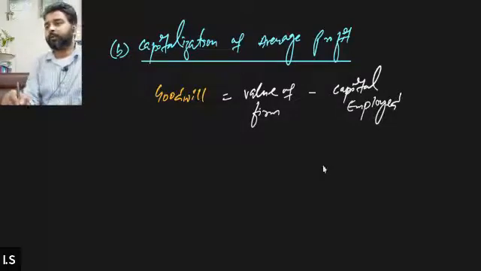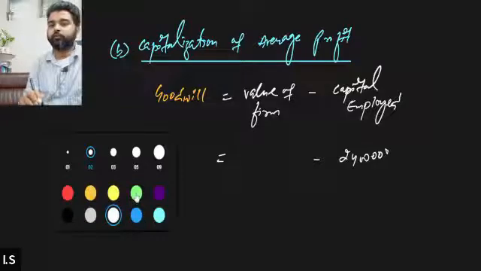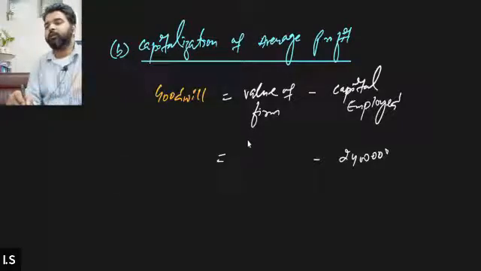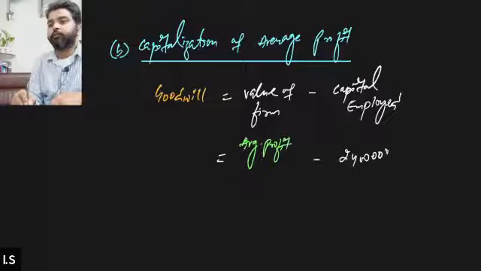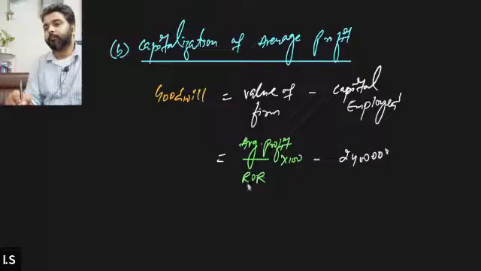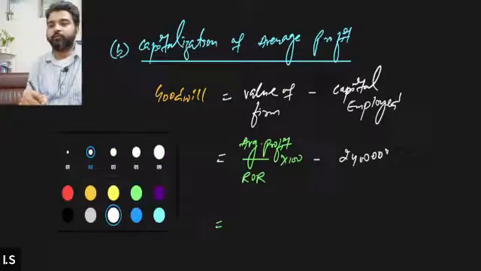Okay, so the capital employed in the question is given, which is 24 lakh. All we need to find out is the value of the firm. All of you just try to understand this and remember: the value of the firm is calculated by dividing the average profit of the firm by the rate of return and multiplying it by 100. So let's calculate the value of the firm.